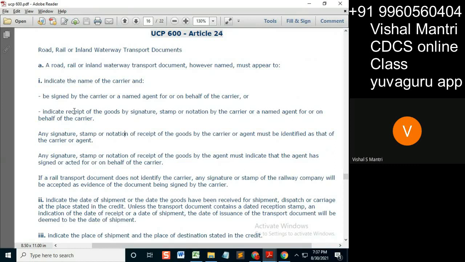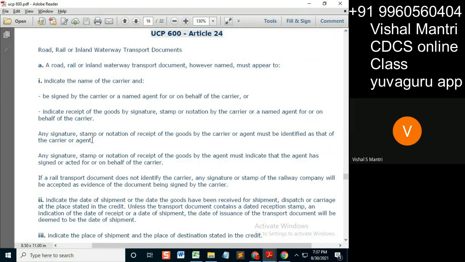You'll find that onboard, clean onboard everywhere, all these things, except that it should be receipt of goods in good condition or something like that. Okay. Notation by the carrier or named agent for or on behalf of the carrier. Any agent, any signature, stamp or notation of receipt of goods by the carrier or agent must be identified as that of the carrier or the agent.